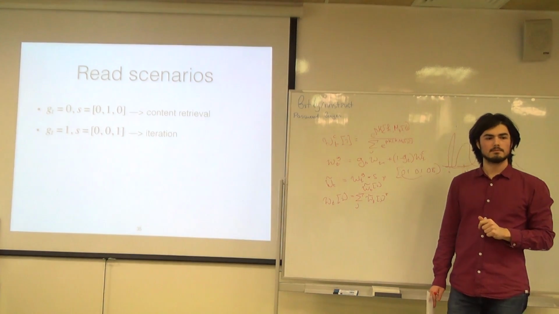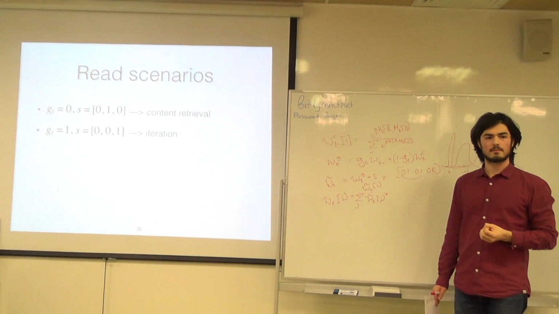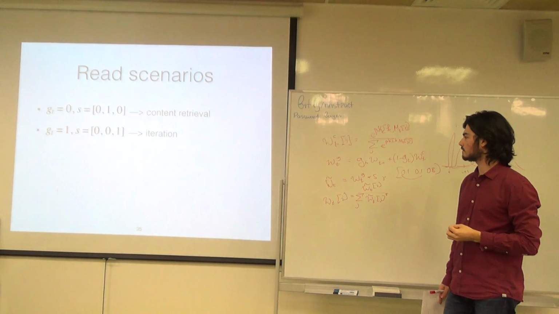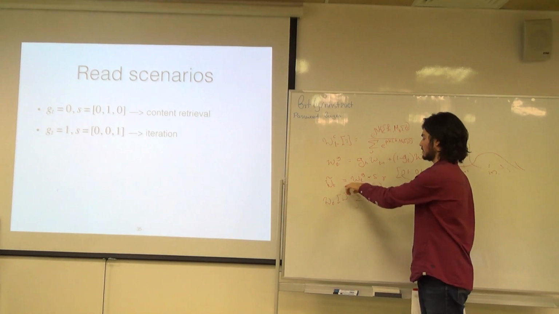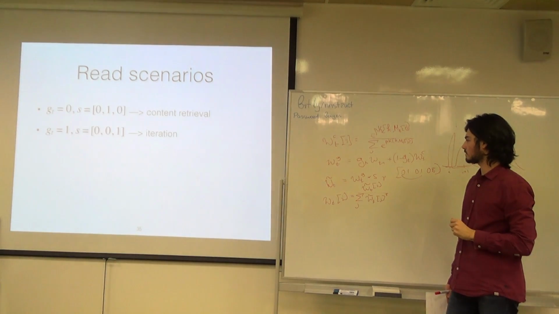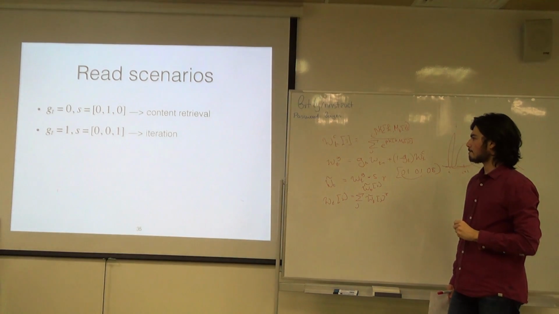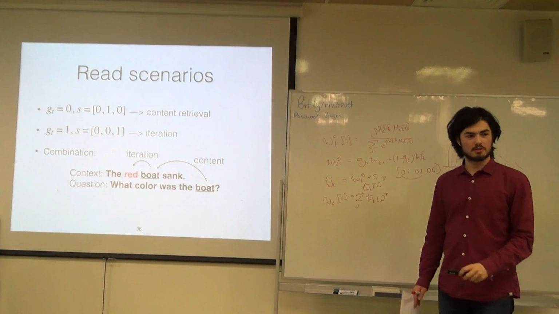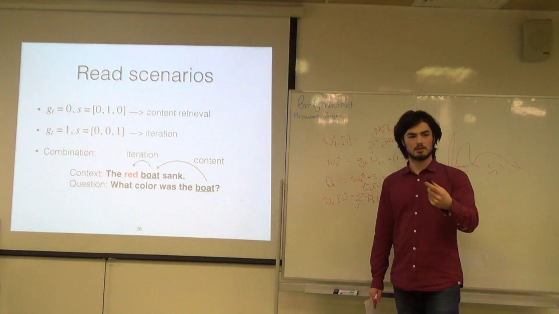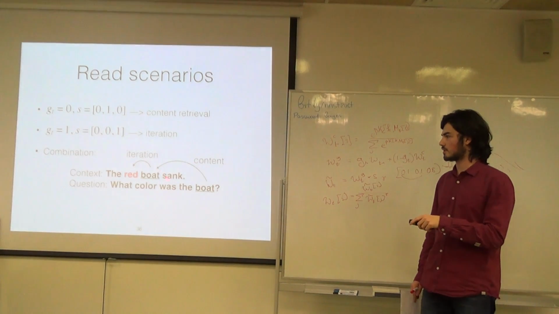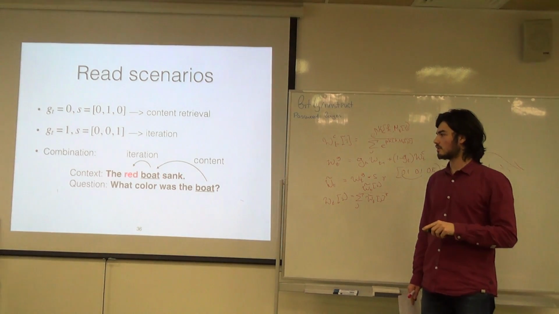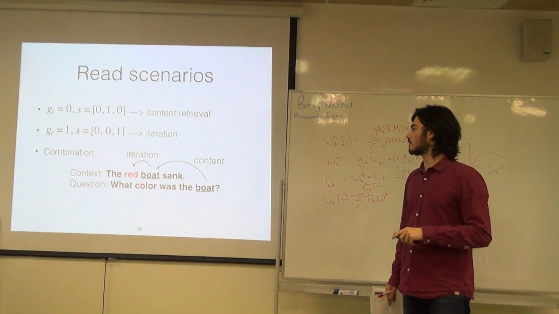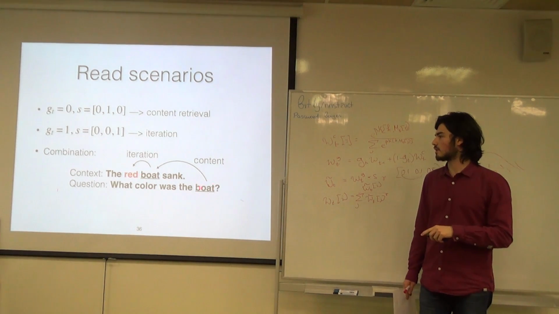Wouldn't it make sense to mix, so you have w^c, which is content based, and you have w tilde, which is after the convolution? Wouldn't it make sense to interpolate between them? Yes, actually there is a mixed scenario, which is focusing by content and then iterating, which is really useful, for example, in this case. So again, the red boat sank. What color is the boat? In the beginning we thought that it may focus on the color, but here let's consider that it focuses on the boat.